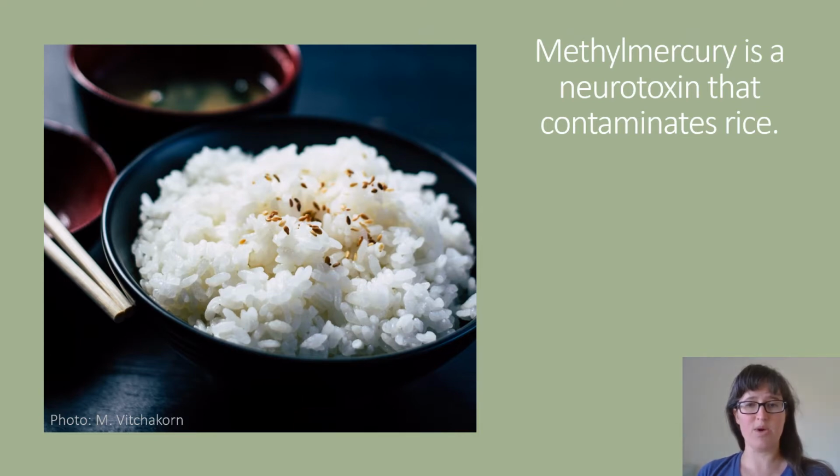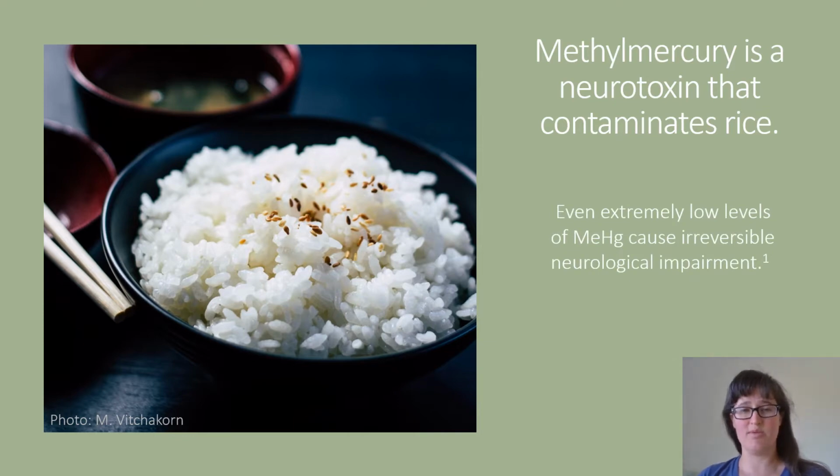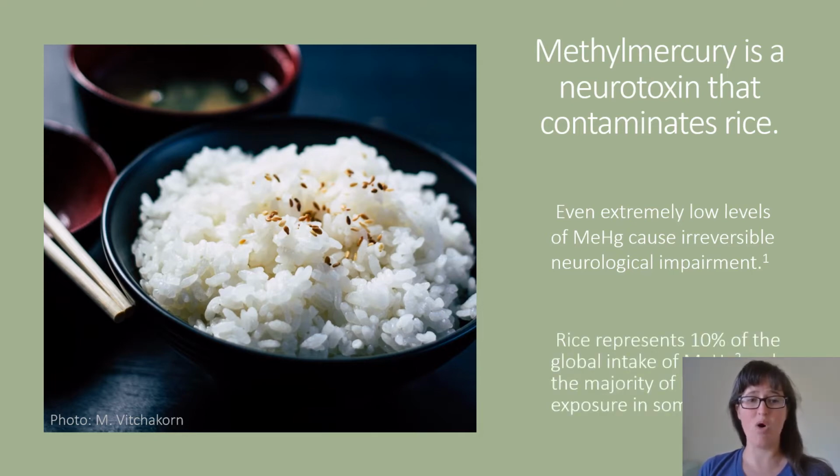So, methylmercury is a dangerous neurotoxin that contaminates rice grain. As most of you are probably already aware, even extremely low levels of methylmercury can cause irreversible neurological impairment, particularly if the person is being exposed in utero before they're born. And this is not a small pathway of methylmercury exposure to the global population. In fact, today, rice represents almost 10% of the global intake of methylmercury. And in some areas, it can represent the majority of the methylmercury that people eat. It can represent more even than the fish that people eat. So this is a significant public health concern.